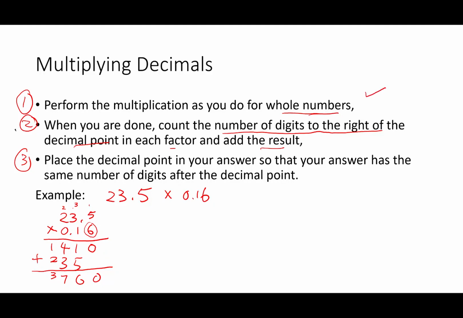Step number 2 is to count the number of digits to the right of the decimal points, right? For example, here, these decimal points. So how many digits do I have? I have 1, 2, 3. Okay, 3. So I go to the answer of the multiplication, then I put the decimal point here so that you see I have 1, 2, 3 places here.